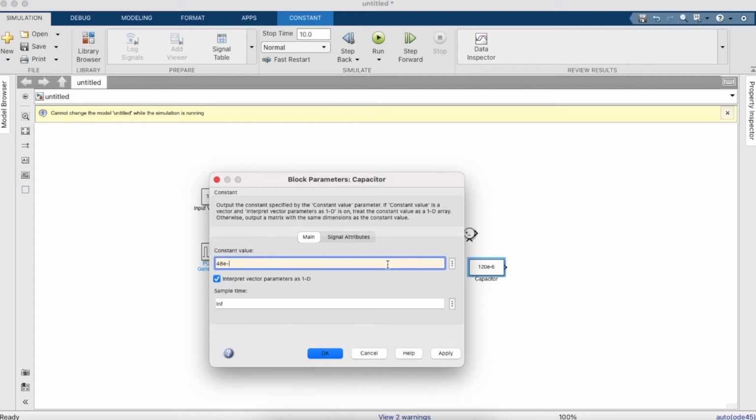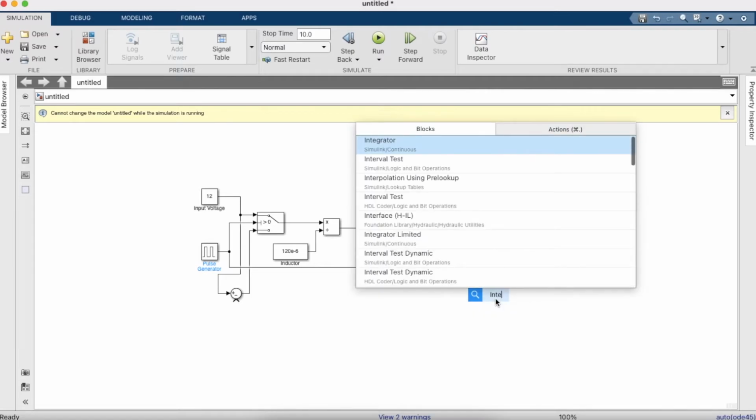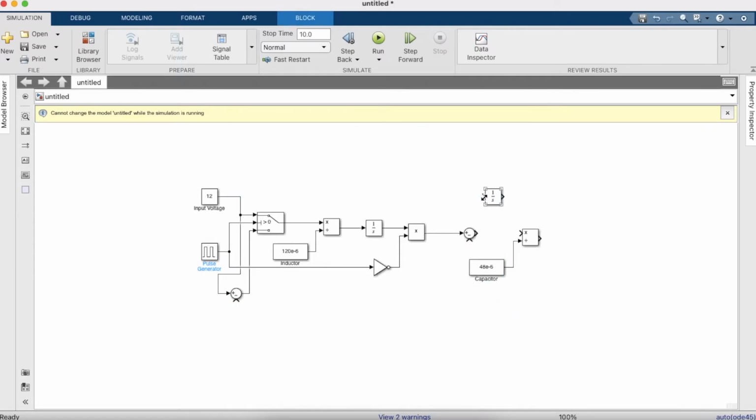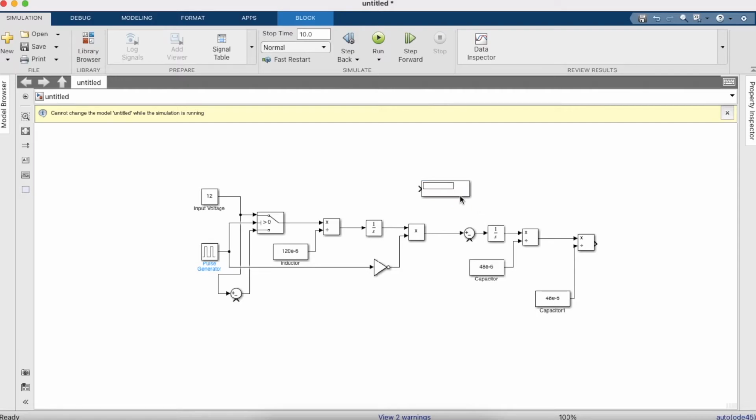The capacitor will be 48 e to the power of minus 6, and it's 1 by C. So the integral of 1 by C would give you the voltage. You need another integrator before the capacitor. And now you need another divide block, which we'll provide with the resistance. And now we need a display block to measure the output voltage.